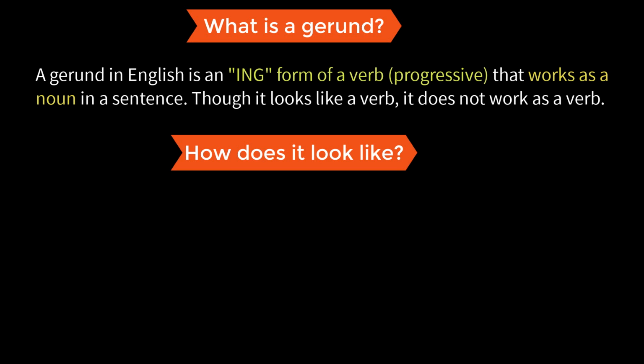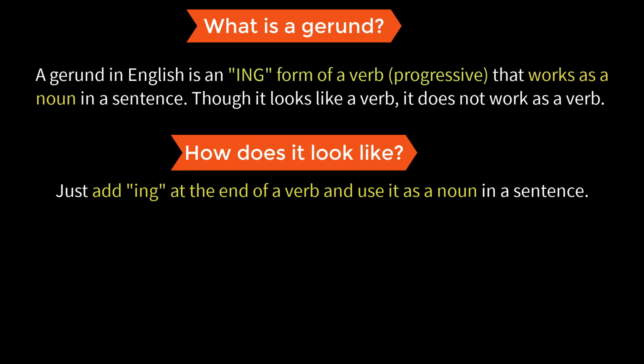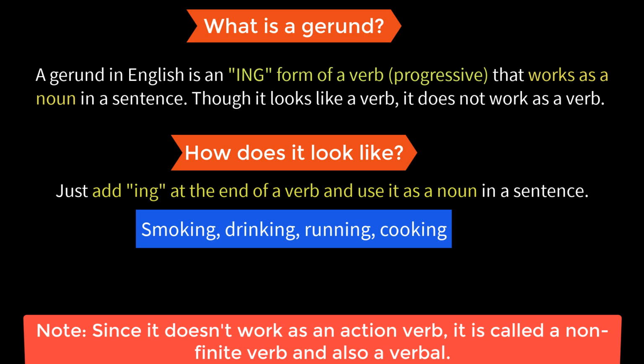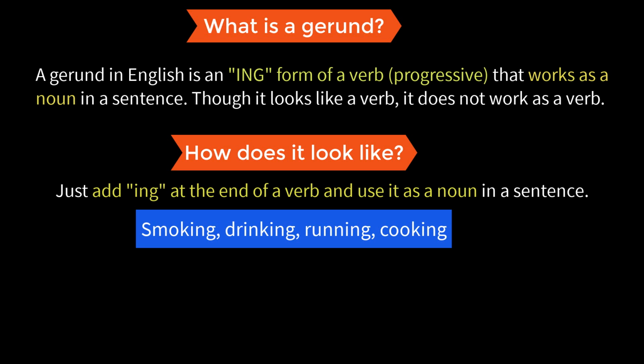How does it look? It's an ing form of a verb. You just add ing after a verb, and it becomes a gerund if you use it as a noun in a sentence. So smoking, drinking, running, cooking, all these words will be gerunds if you use them as a noun. Since gerunds do not work as a verb in a sentence, they are called non-finite verbs or verbals. It acts as a noun and replaces a noun in a sentence. So we have understood what a gerund is.